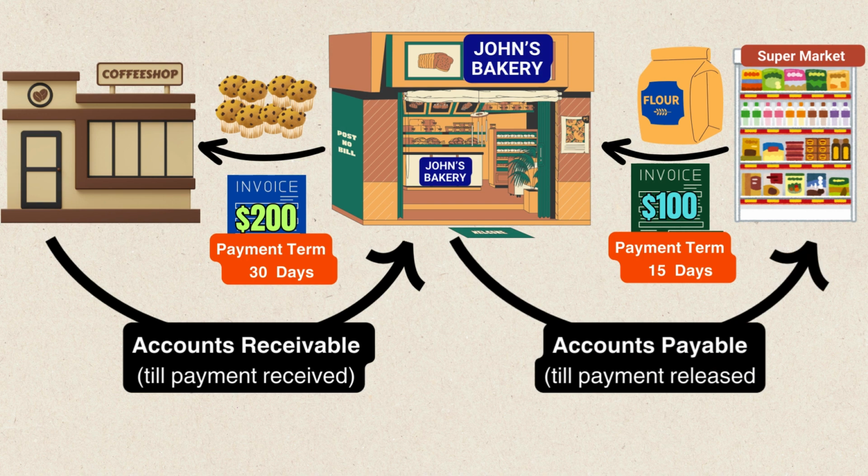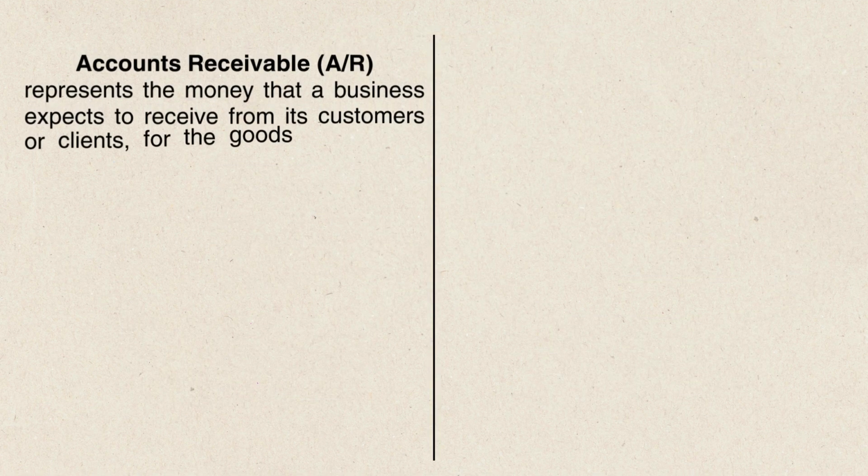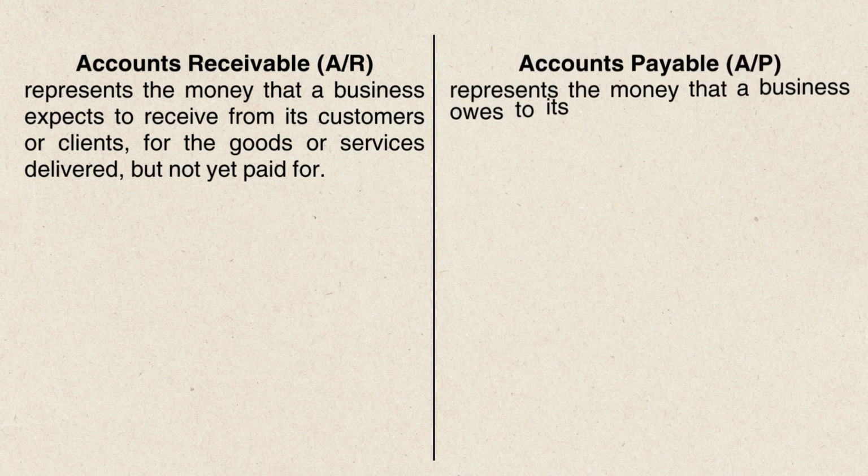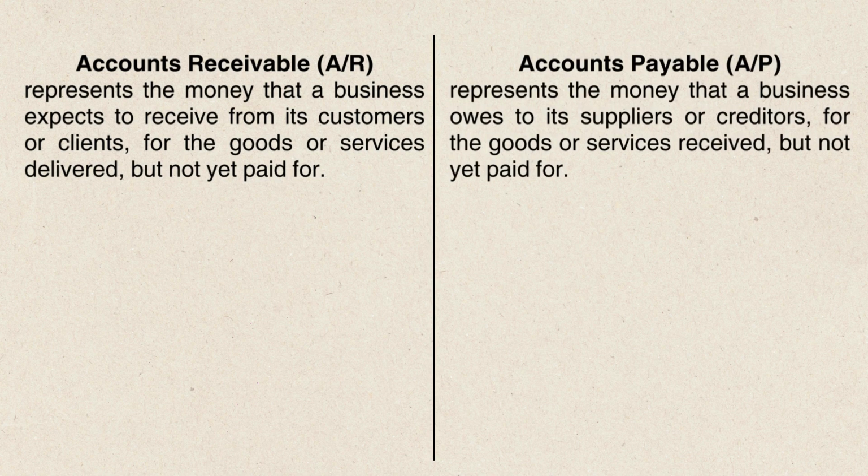the supermarket. Thus, accounts receivable represents the money that a business expects to receive from its customers or clients for the goods or services delivered, but not yet paid for. On the other side, accounts payable represents the money that a business owes to its suppliers or creditors for the goods or services received, but not yet paid for.